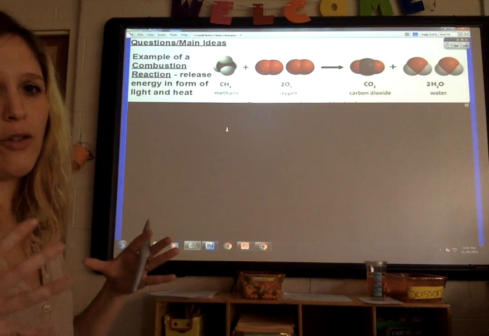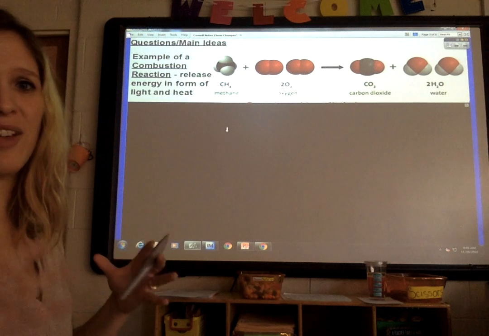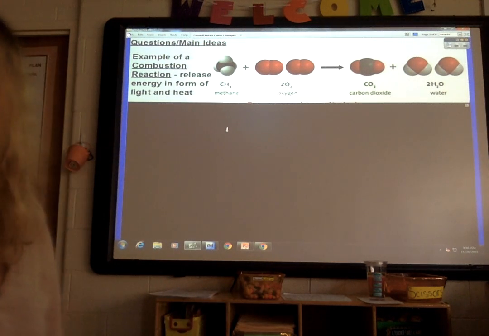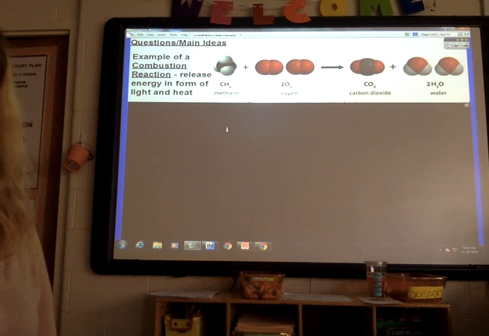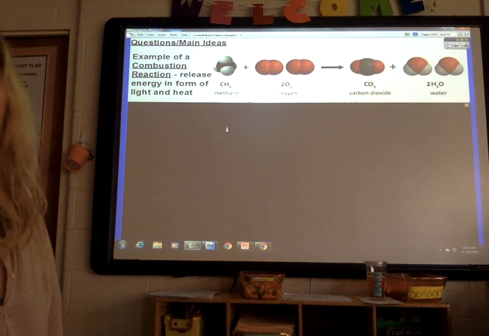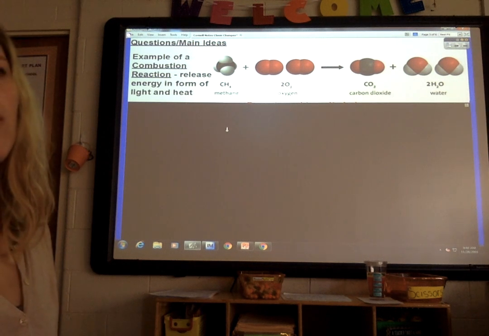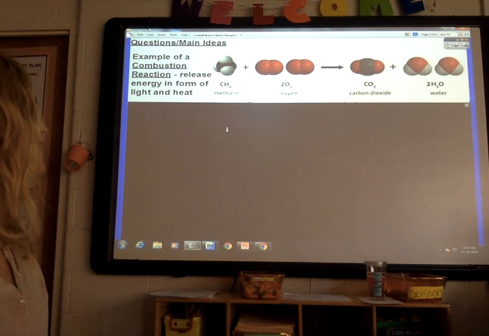We're looking at the actual picture of the molecules, so you can think about this as a candle is burning. This is what happens as a result, okay? An example of a combustion reaction. Release of energy in the form of light and heat.